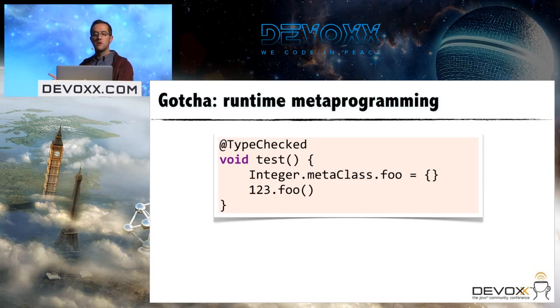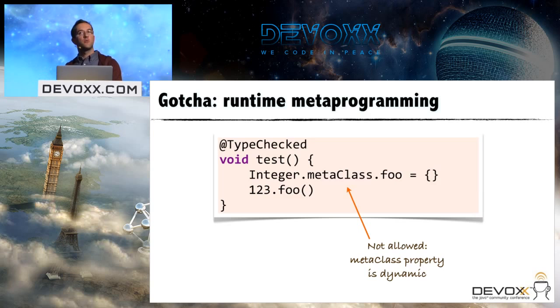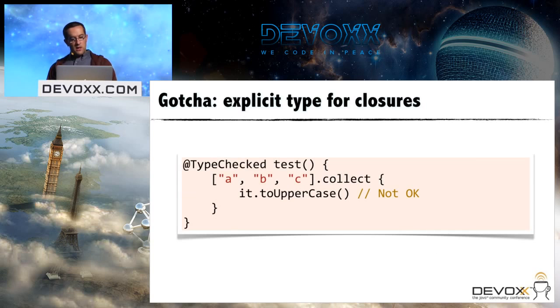Just an example, for those who use Grails, you quite often use the ExpandoMetaClass to add new methods to types. That kind of code is not allowed because metaClass is a dynamic property, so it's not supported. It would complain as well with the foo method, which is not recognized because it's only added at runtime. And there's actually one little gotcha, because I want to be honest with you, where you have to change your code a little bit. But it's something that we're working on to avoid having to change the code that you write.